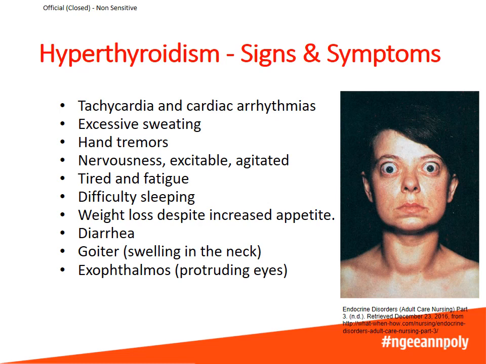The thyroid gland may be enlarged, causing goiter, which is a swelling in the neck. And in Graves' disease, patients may also have exophthalmos, which means protruding eyes.